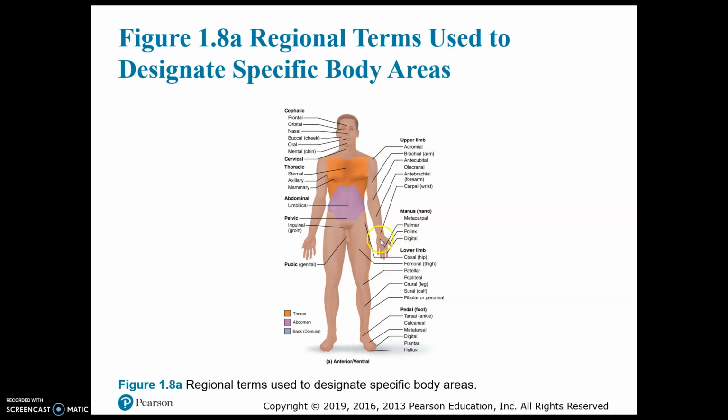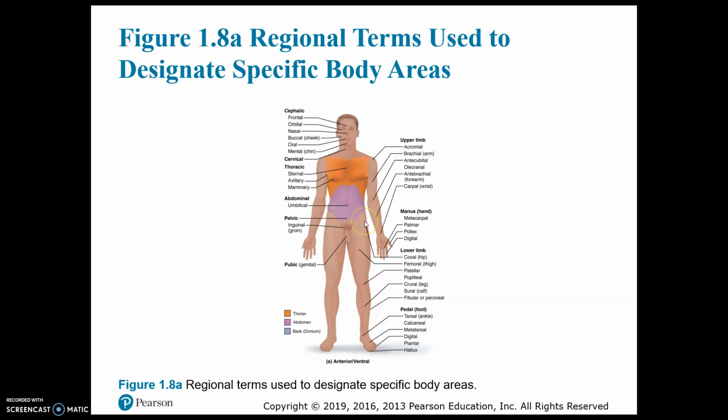The hand part that doesn't include the fingers is called the metacarpal region. The palm of the hand is the palmar, and the thumb is called the pollex, and then the rest of the fingers are digital, or digits. Then we have the lower limb.